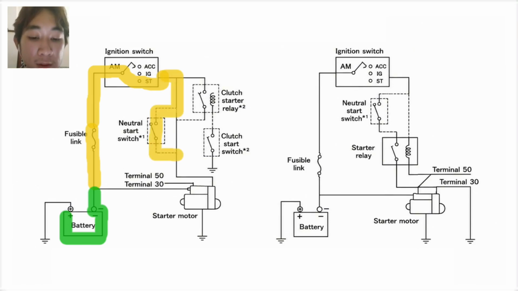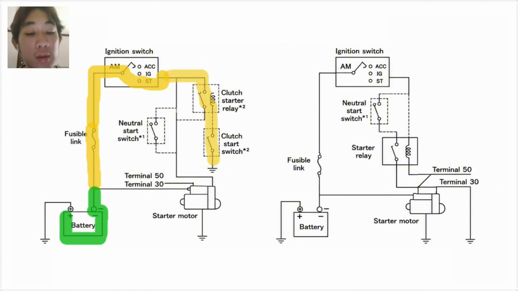For automatic transmission vehicles, the current passes through the neutral start switch. The engine can only start when the transmission is in park or neutral. For manual transmission vehicles, the current passes through the clutch start switch. The clutch pedal must be pressed before the engine can start.